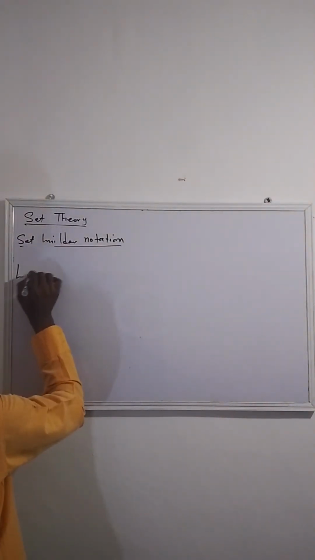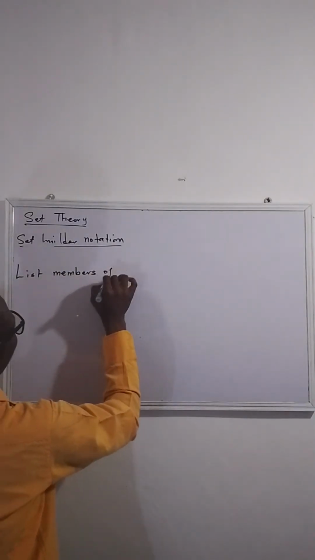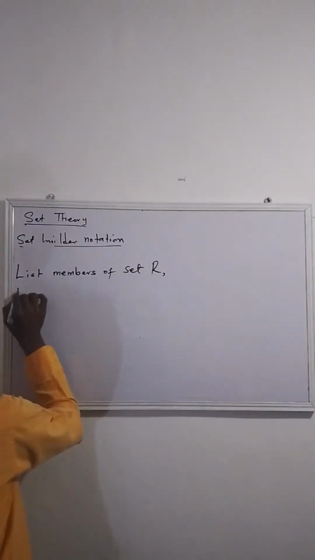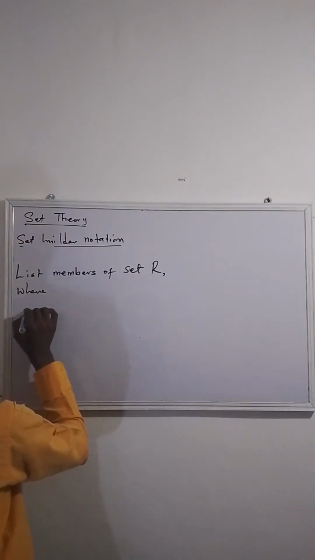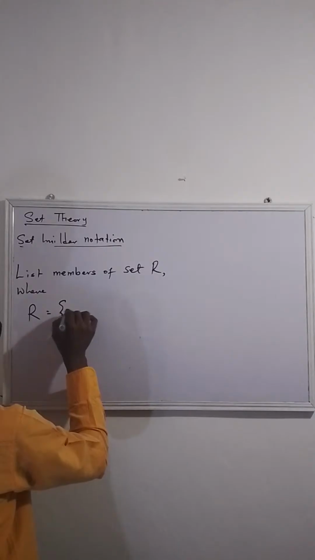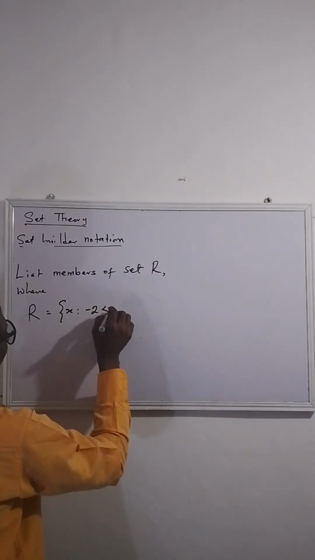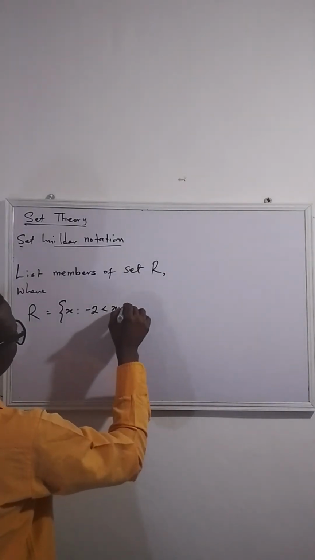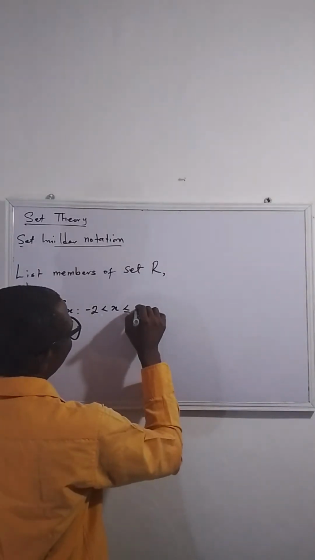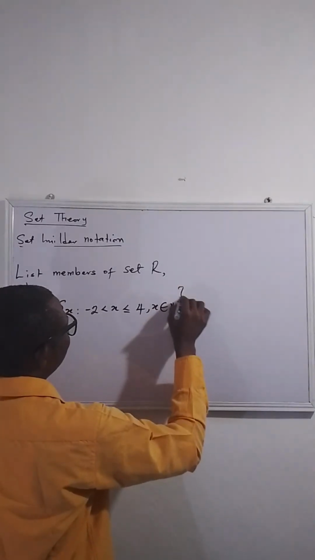List members of set R, where R is a set of x such that -2 is less than x, less than or equal to 4. X is contained in natural numbers.